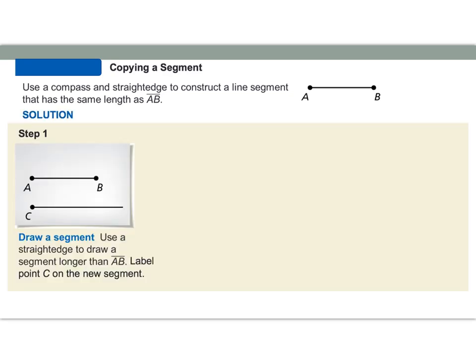So in order to construct this line segment and have it be the exact same length as AB, what you're going to do is use a straight edge to draw a segment that's going to be longer than segment AB.